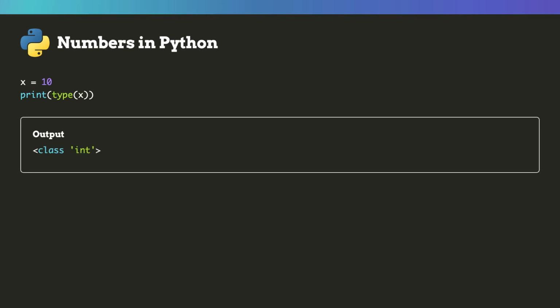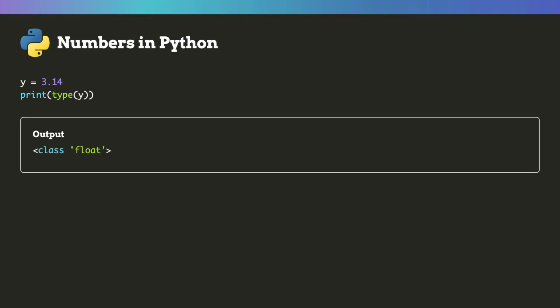Let's start with integers, commonly referred to as int. An integer is a whole number that is positive, negative, or zero. For example, in this code, we declare a variable x and assign it the integer value 10. The type function tells us x is indeed an integer.